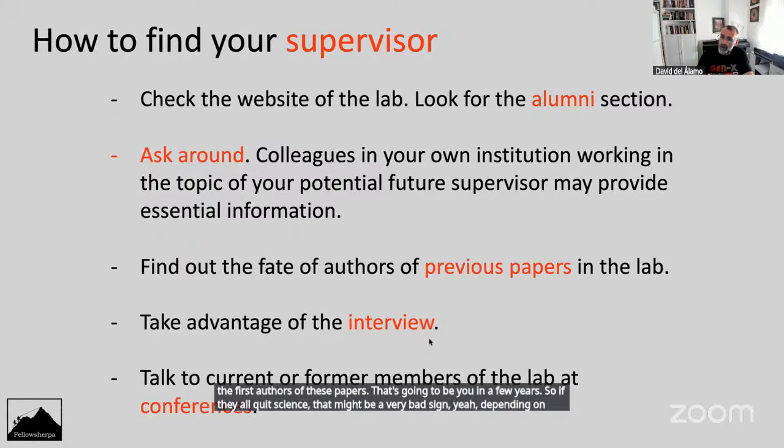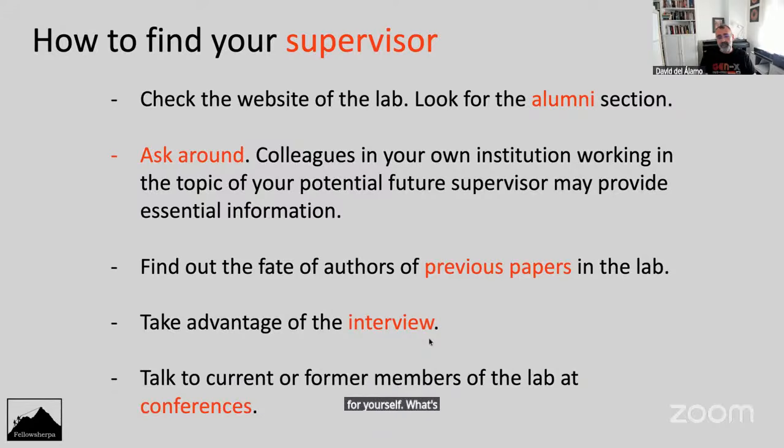Maybe they all went to pharma companies, and that's what you want because the lab is very well connected in that sense. That's a very good fate for you. Or maybe they all continue their academic career, and that's what you want, and then it's the perfect lab for you. That's something you need to decide for yourself. What's better for you?